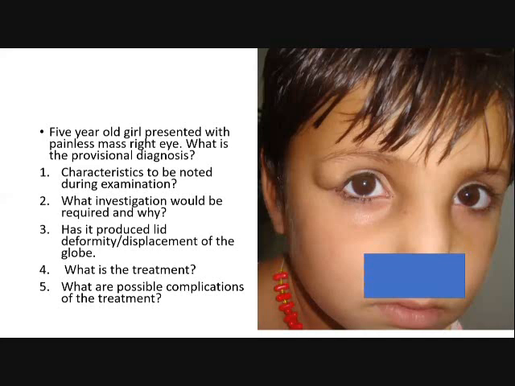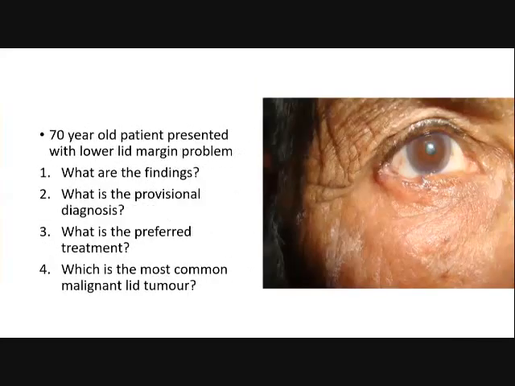And the displacement of the eyeball is known as? Dystopia. Good. So how many types of dystopia are there? Inferior dystopia, horizontal dystopia, vertical dystopia. Excellent. And what is the forward displacement of the eyeball? Proptosis. Excellent. Well done.